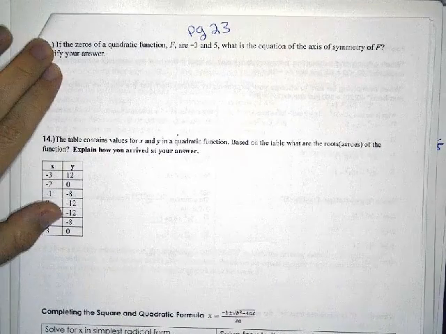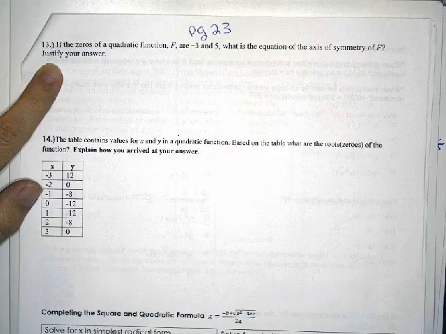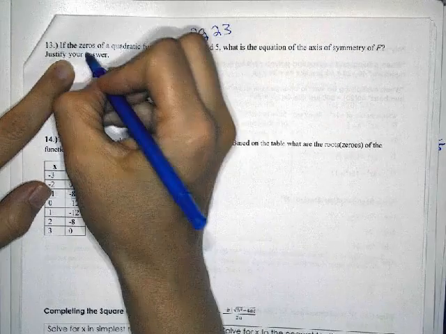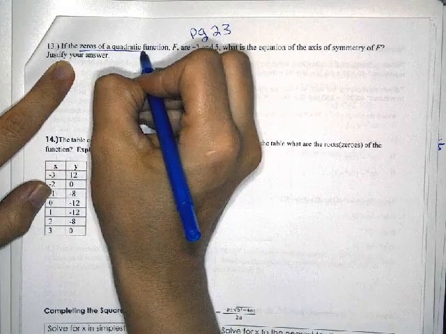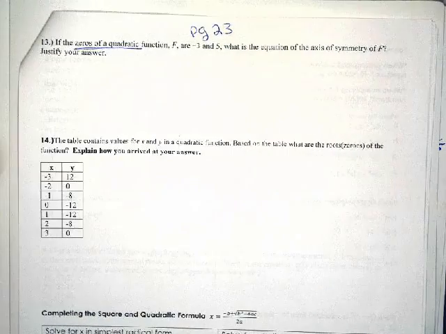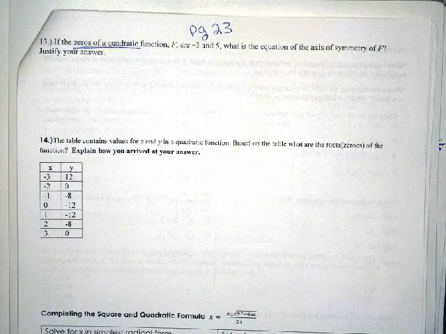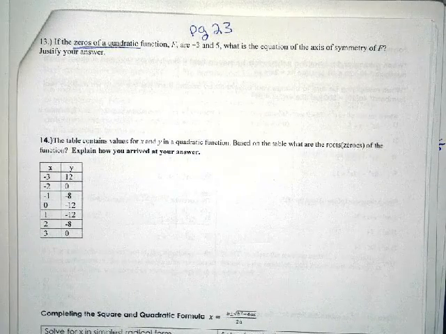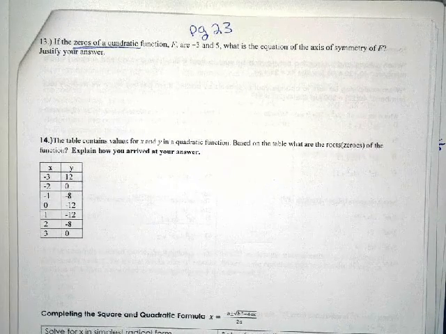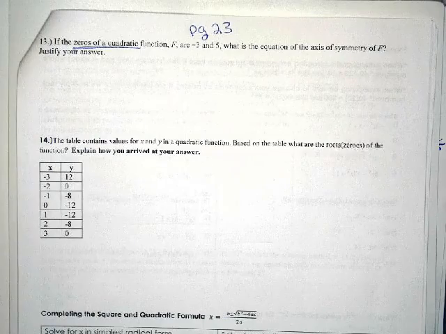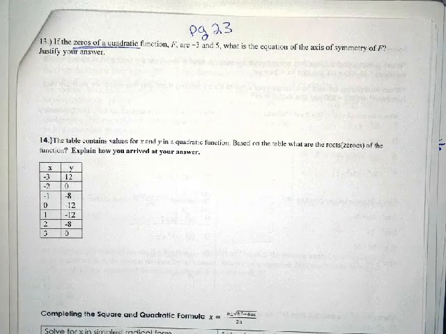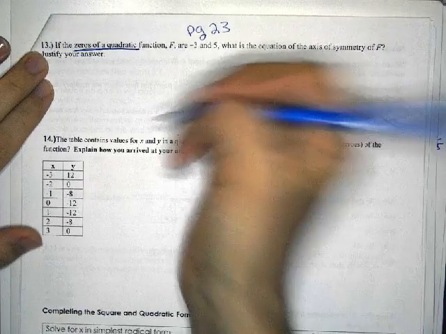If we're looking at the zeros of a quadratic function, what are they talking about when they say zeros of a quadratic? A quadratic function is the one that's like a U shape, right? Yes, it is the one that's like a U shape. So let me draw a U shape.